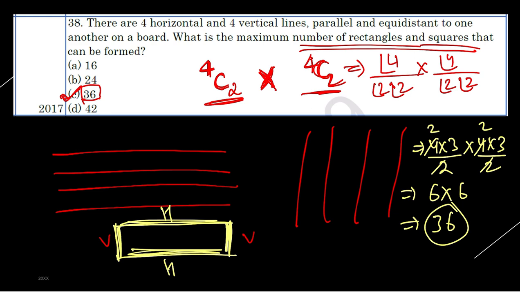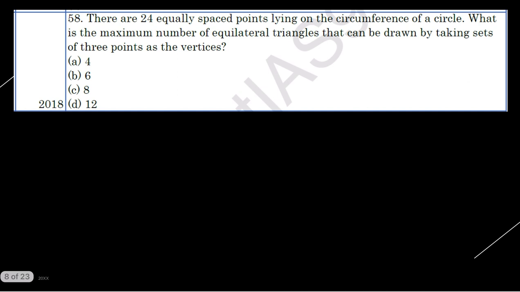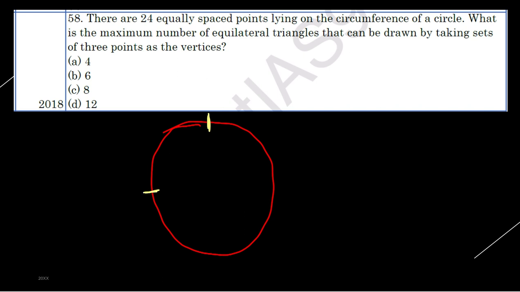Again, a very similar question. Moving on to the next question. Now let's make it quick. Now there are 24 equidistant points on the circumference of a circle. Suppose this is a circle and there are 24 equidistant points. So suppose these are 4 equidistant points, right? How many do I need between each of these points? Every quadrant should have 6. Yeah, 6: 1, 2, 3, 4, 5 and 6.